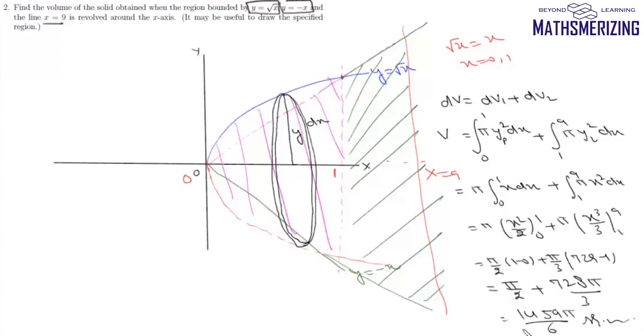Now in the solution they have a different answer and I don't know why, because here it clearly says the line x equals 9 and in the solution they have solved it for x equals 4. So I don't know which one was correctly given in the examination. So if it is 9 then it is this answer. If it is 4 then all we need to do is integrate from 1 to 4.